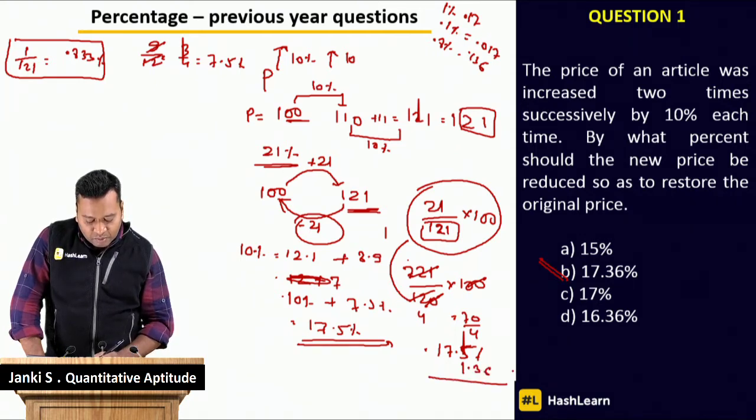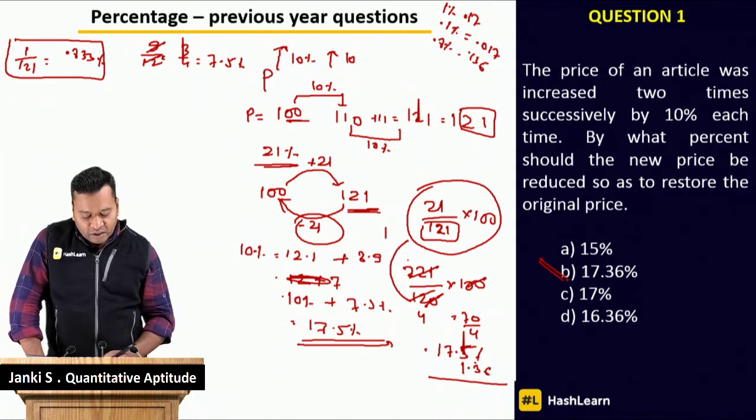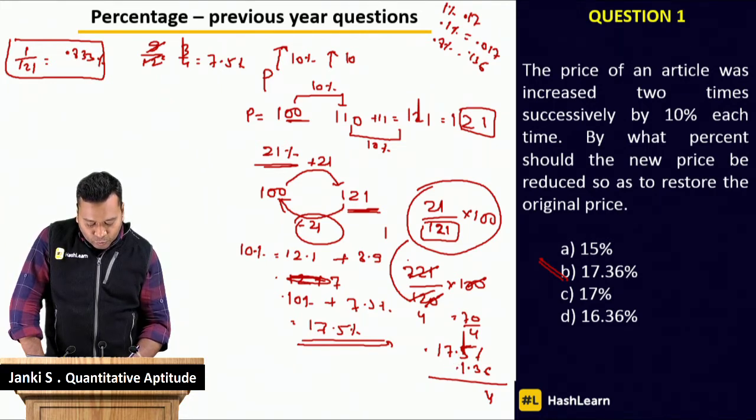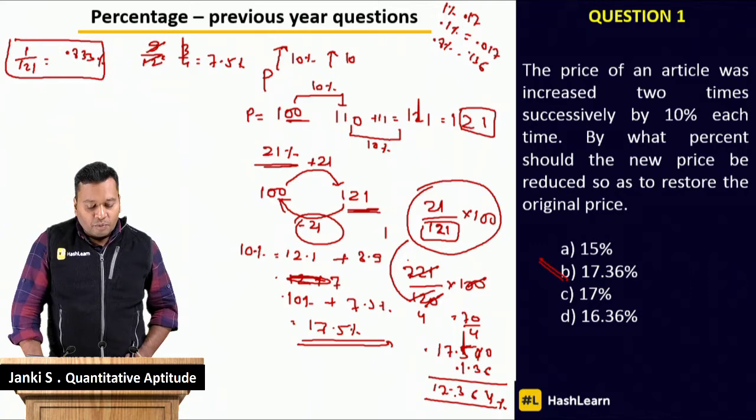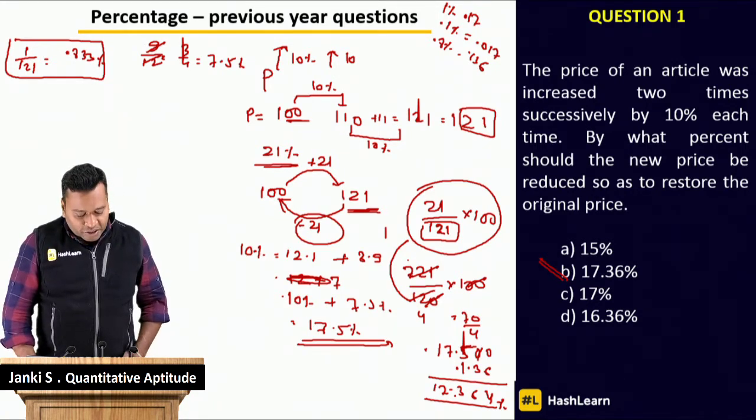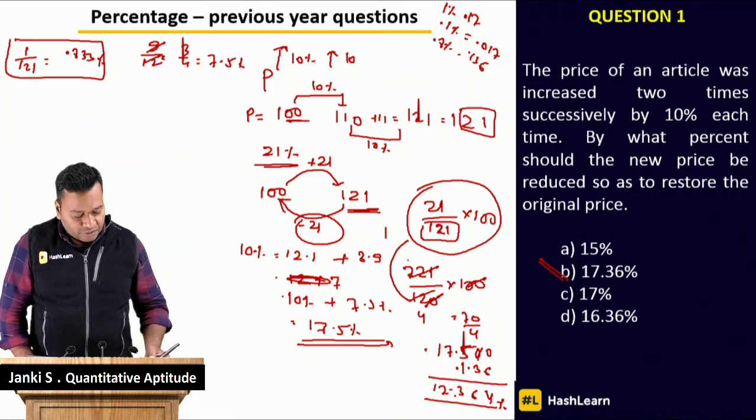So let's subtract 0.136 from 17.5. How much is 17.5 minus 0.136? It is 17.364%, which will be the nearest value possible, right? So this is what you calculated. This is the basic calculation which you can utilize here.